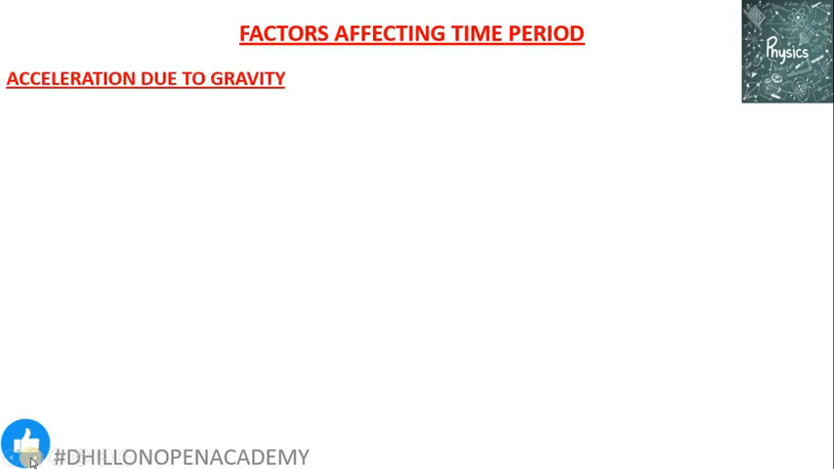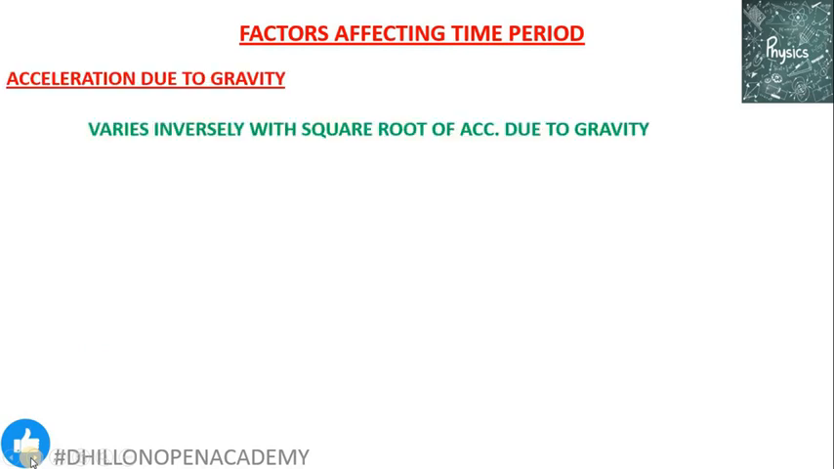The second factor is acceleration due to gravity. So the time period varies inversely with the square root of acceleration due to gravity, that is, T is proportional to 1 over square root of g. g is acceleration due to gravity, which is 9.8 meters per second squared.